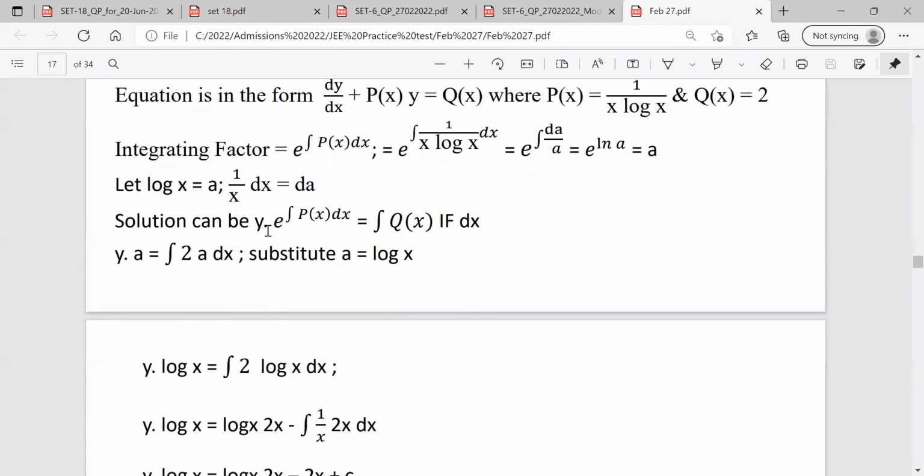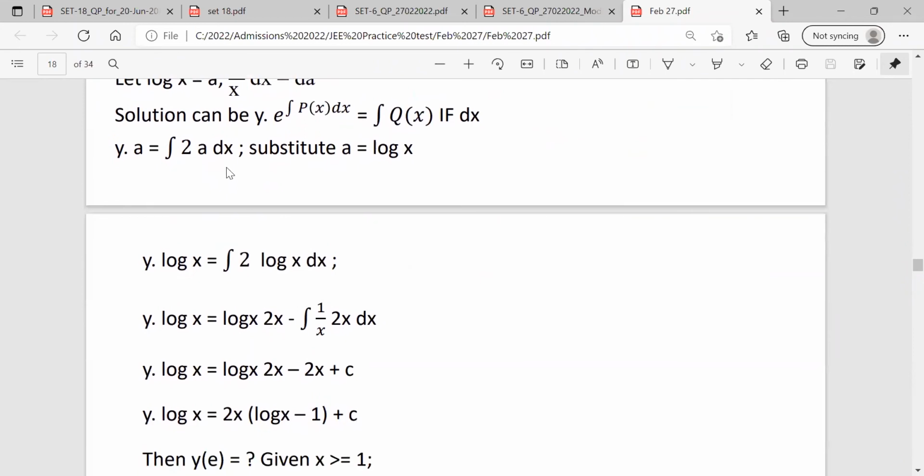So we have y e raised to integral of p of x dx is a. So y multiplied by a is equal to integral of q of x is 2, integral of 2, integrating factor is a dx. So this is the solution. y a is equal to integral of 2a dx.